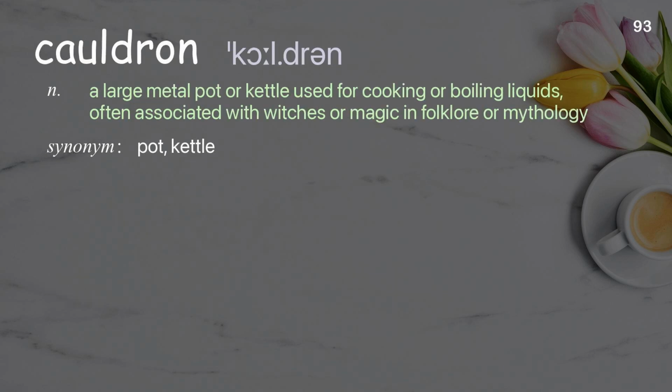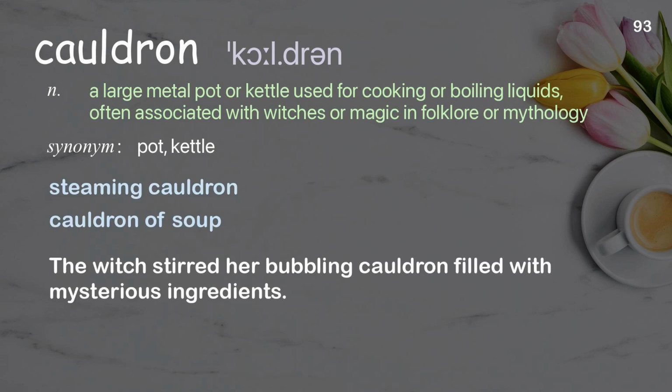Cauldron. A large metal pot or kettle used for cooking or boiling liquids, often associated with witches or magic in folklore or mythology. Examples: steaming cauldron, cauldron of soup. The witch stirred her bubbling cauldron filled with mysterious ingredients.